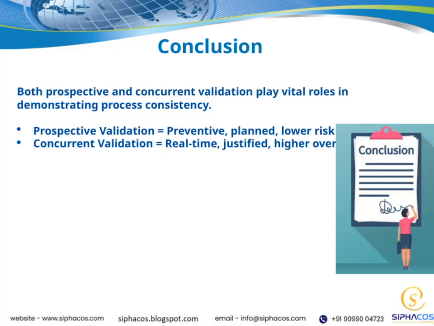Both prospective and concurrent validation are essential in demonstrating that our processes are consistent and reliable. Prospective validation is like a proactive approach. It's planned in advance and aims to prevent issues before they occur. Because it's scheduled and methodical, it generally involves lower risk. On the other hand, concurrent validation happens in real time, meaning we observe and verify the process while it's ongoing. It requires more oversight and justification, but it's crucial when immediate validation is necessary.